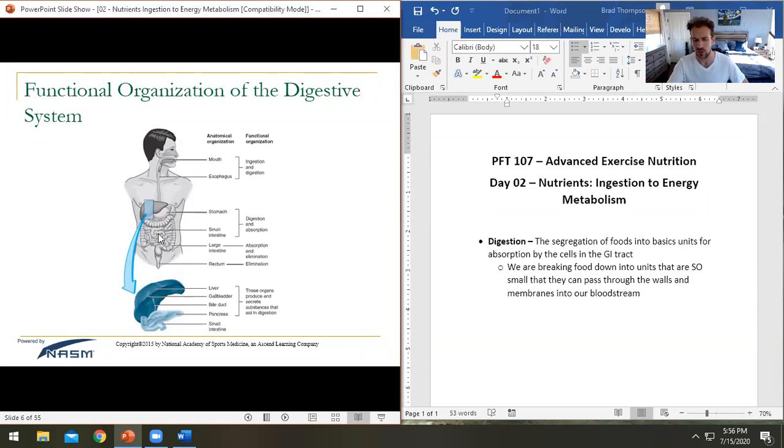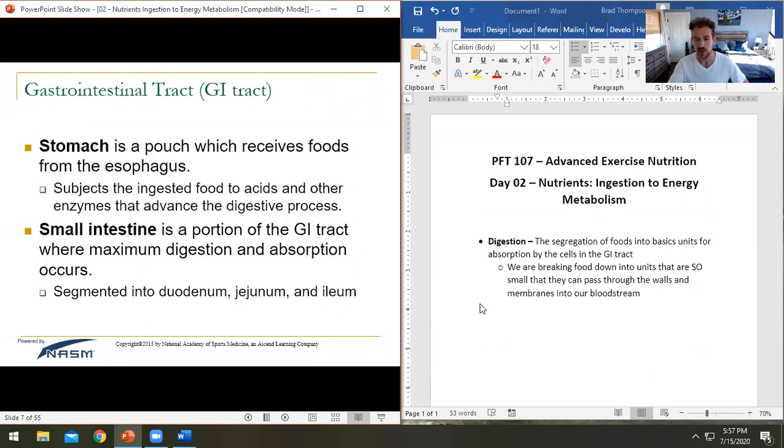And once all that's been absorbed, all this surface area has allowed all that absorption to take place, it'll then make one sort of lap right around your large intestine, where a lot of your water and electrolytes are going to be absorbed. And finally, it'll make a nice exit out of the body, right? So let's go ahead and break down that gastrointestinal tract.